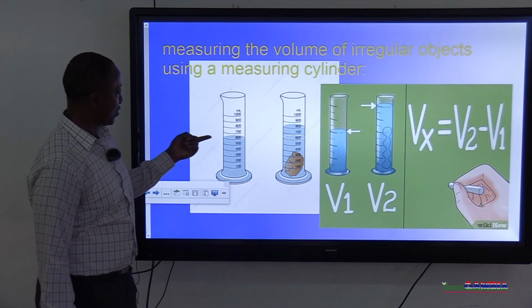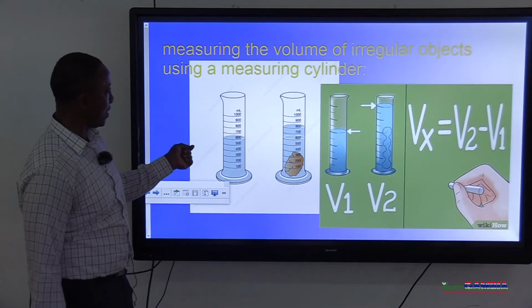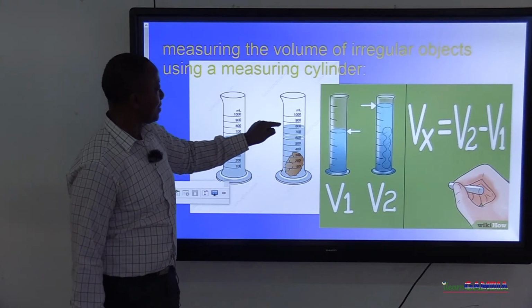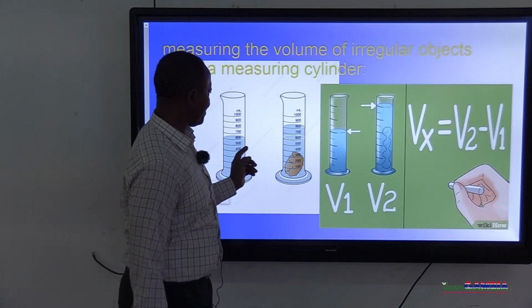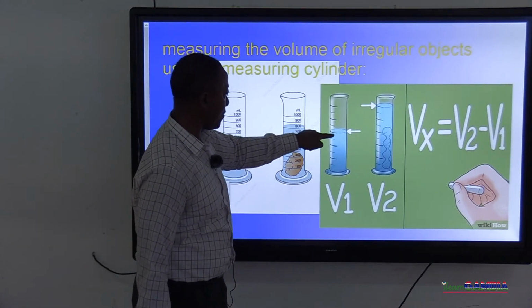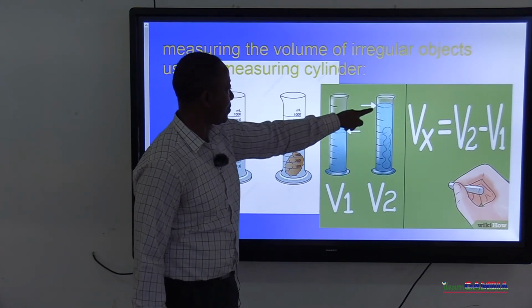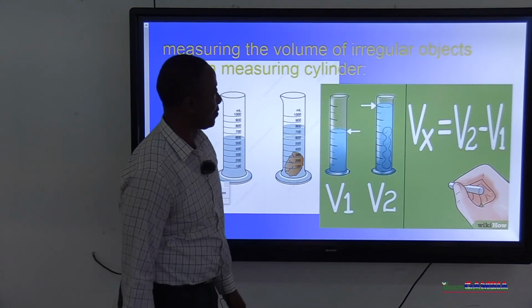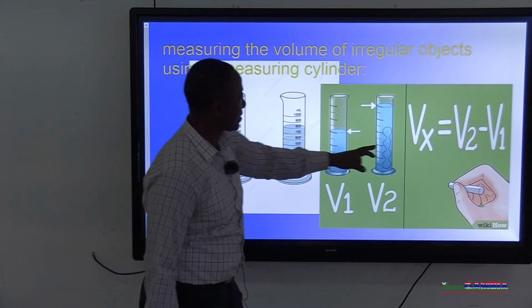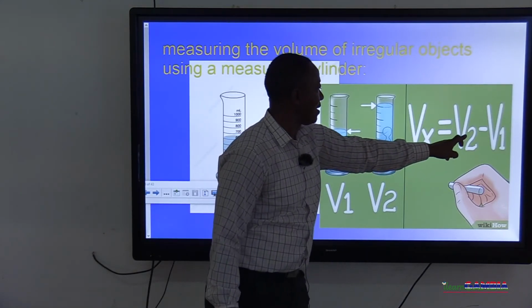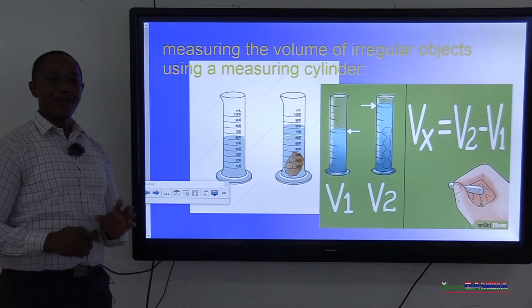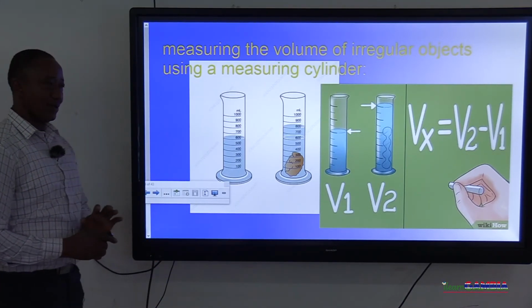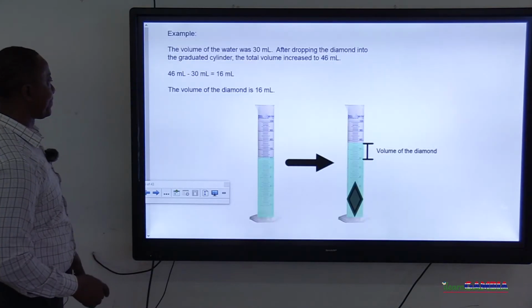First measure the volume of the liquid, place the object, now record the second. We have V1 representing the first volume, V2 representing the second volume. So the volume of the object, which is Vx, is simply the second volume minus the first volume. And if you learn it that way, there's no room for mistake.